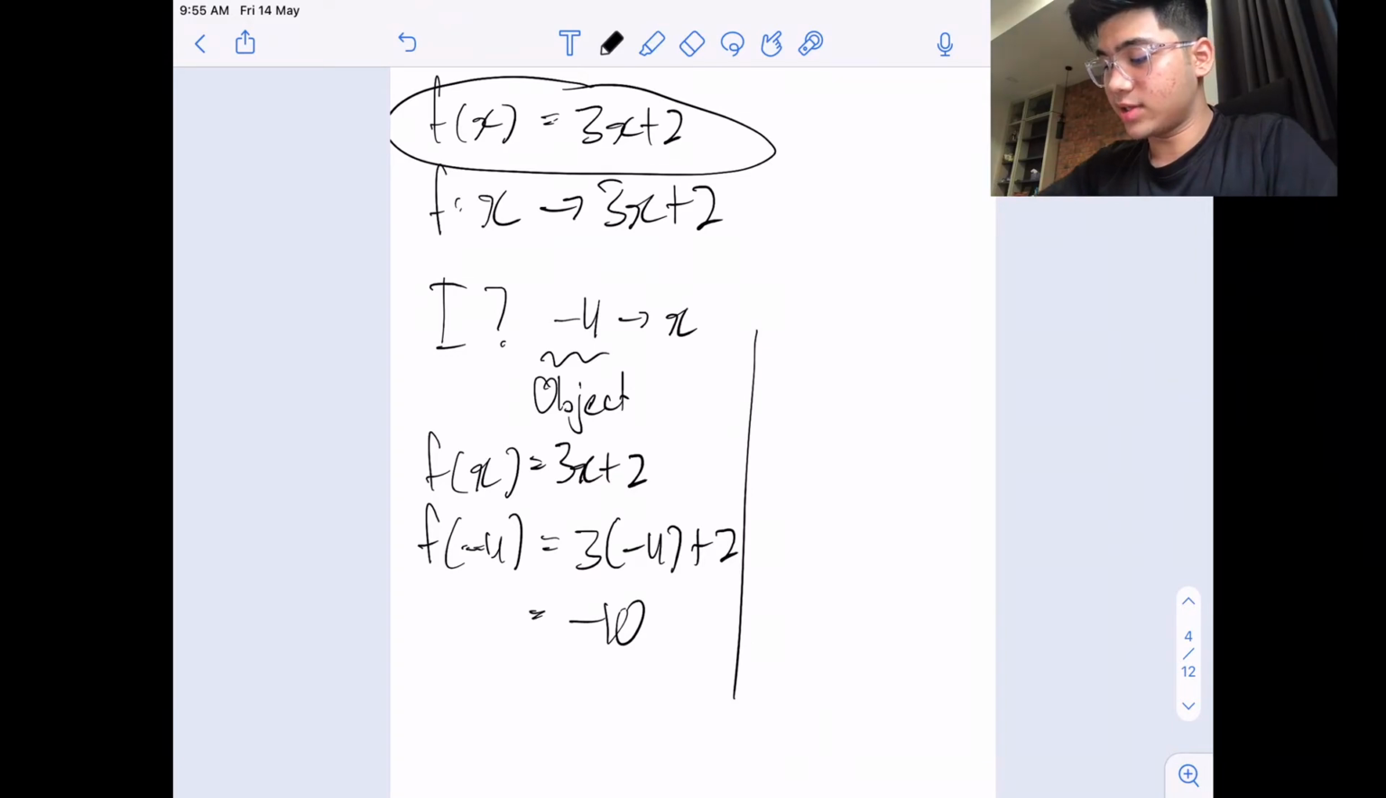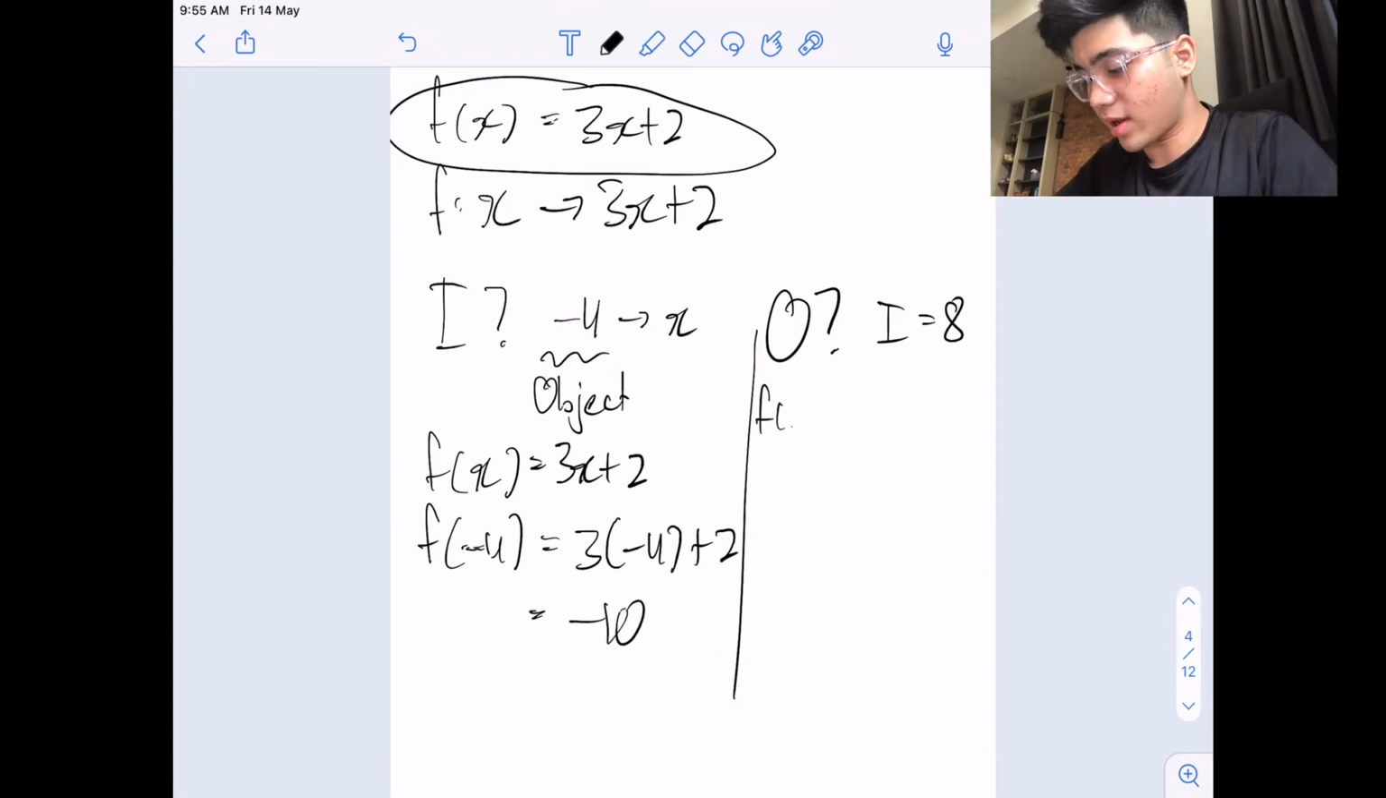Now let's imagine I want to find the object of something with the image of 8, right? So then it would be the opposite. You could say that f(x) equals 3x plus 2 equals 8.